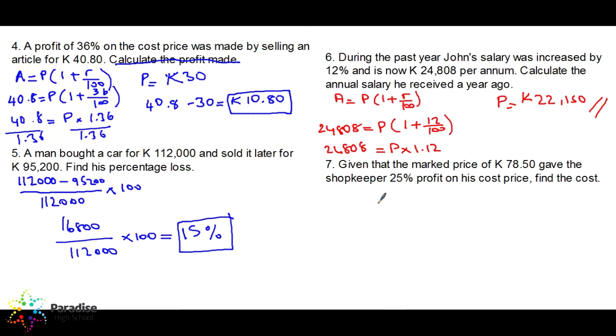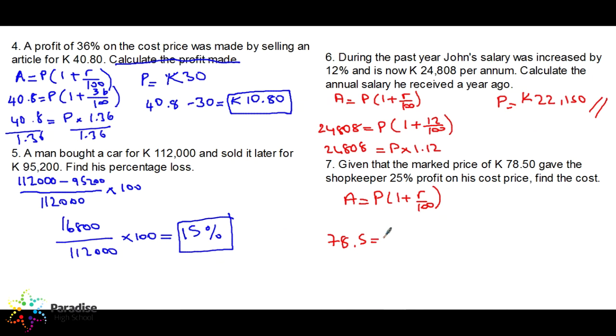Given that the marked price of 78.5 kina gives the shopkeeper 25% profit on his cost price, find the cost. Since we are talking about profit, A is equal to P times 1 plus R over 100. And this is after the profit, that's the new price, it means.